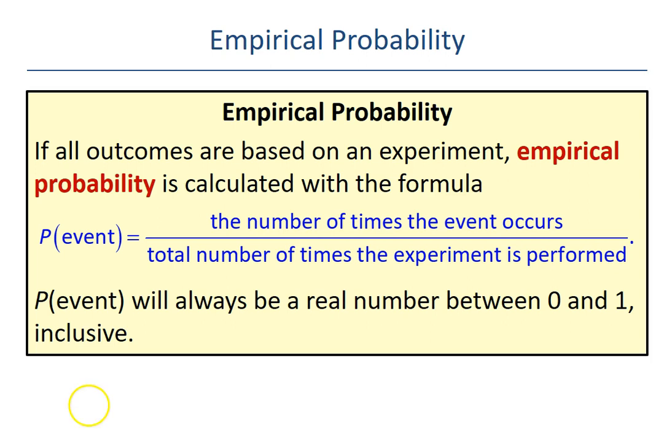Now the formula is basically the same. Your sample field is the total number of times the experiment is performed, and then what event are you looking for out of that total? But here you don't have 6 choices. You don't know that. Your choices are from how many experiments you did and the results you got. And again, this would also be between 0 and 1.